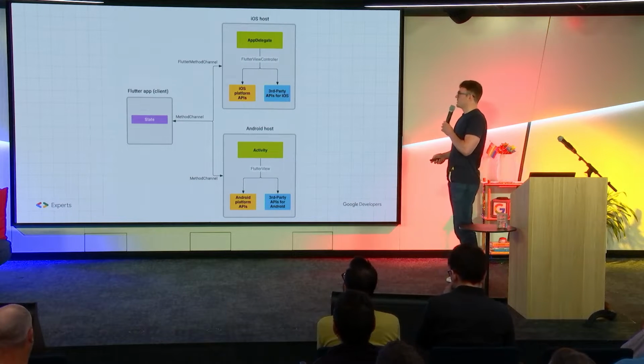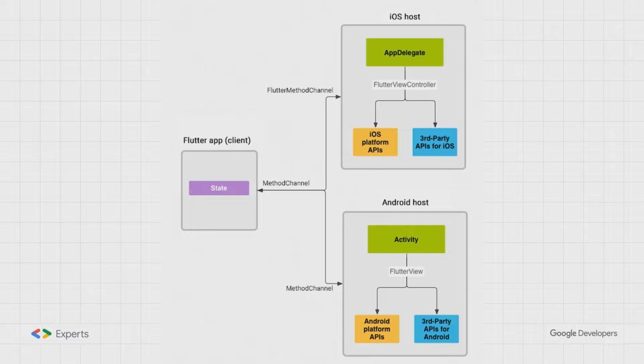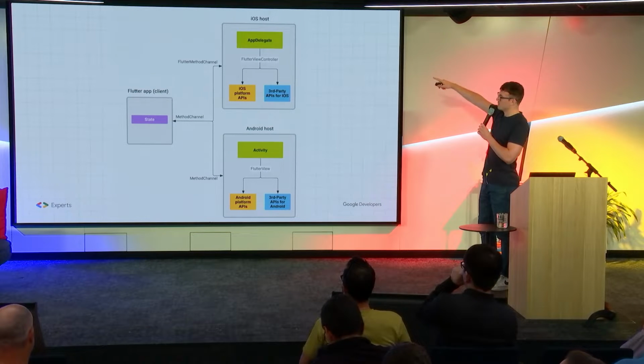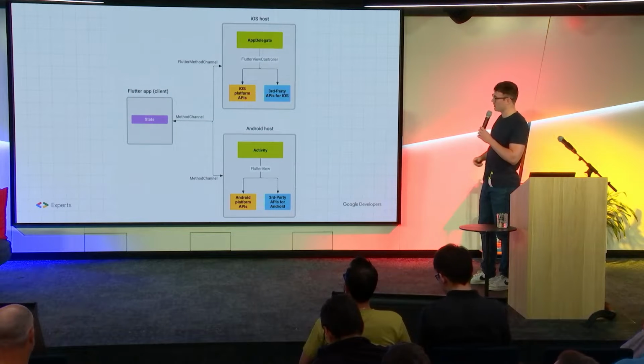And this is just sort of an architectural or hierarchy or top view of how it works. So you have your client, which is the Flutter app, has a state, as you know, and it communicates via something called a method channel. It uses a method channel to communicate with the host. So here we have iOS and Android hosts.